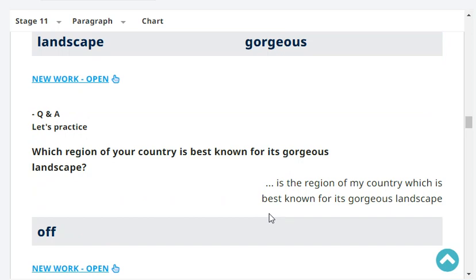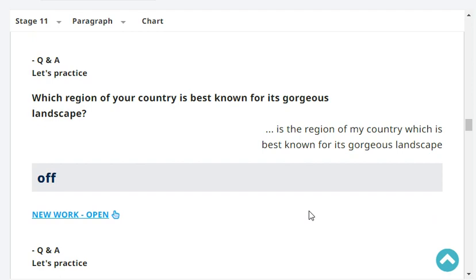Which region of your country is best known for its gorgeous landscape? Kyoto is the region of my country which is best known for its gorgeous landscape.